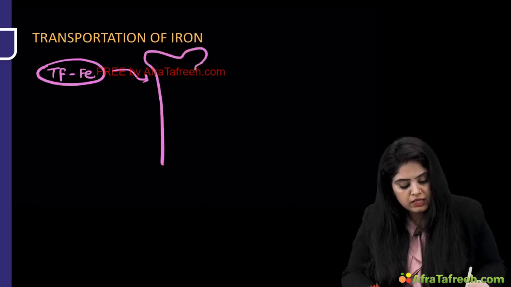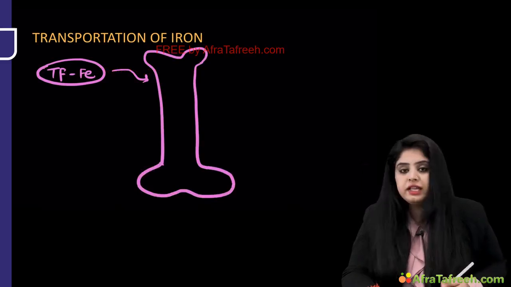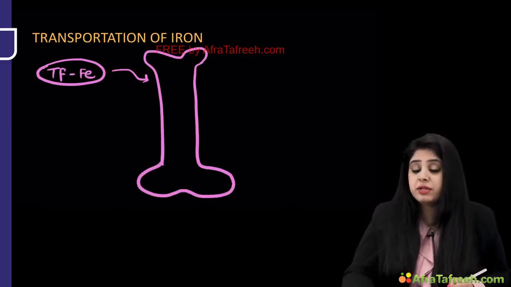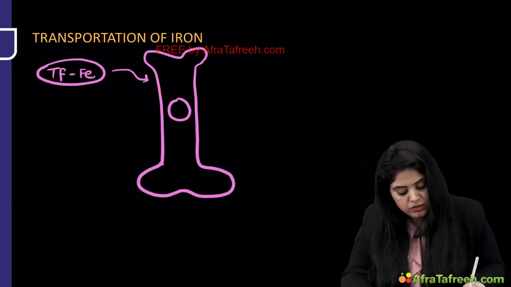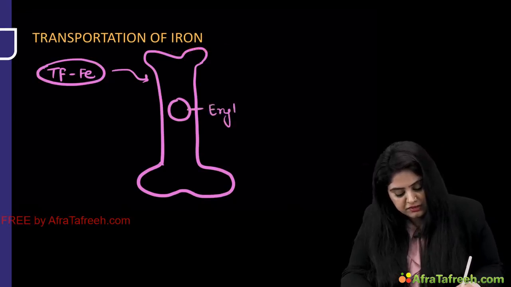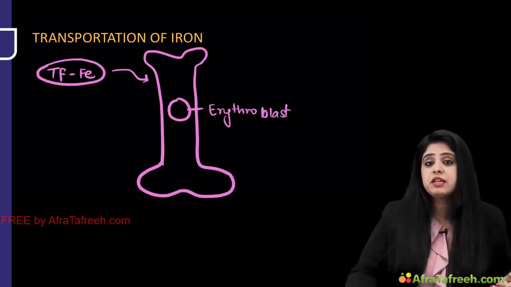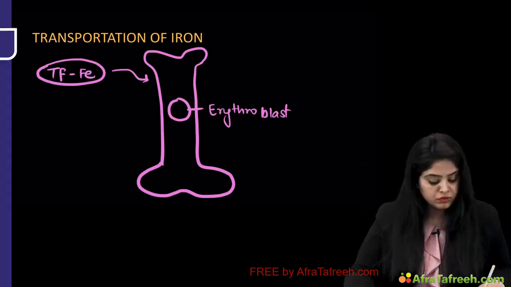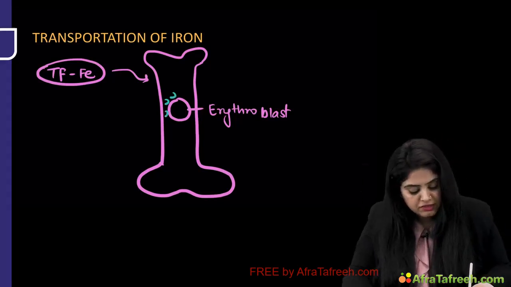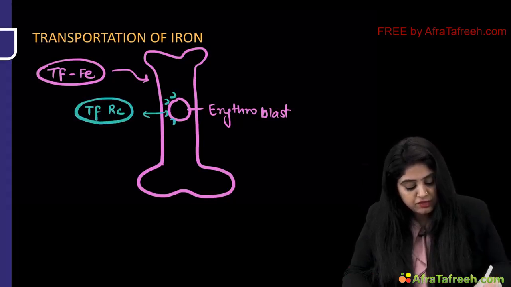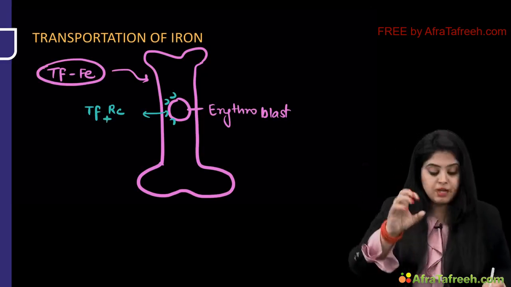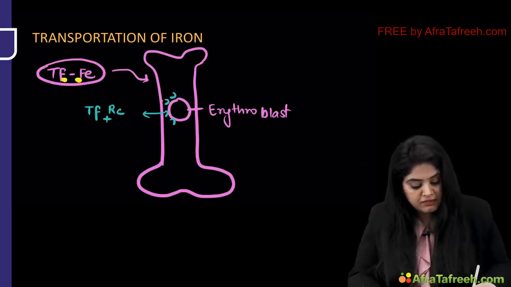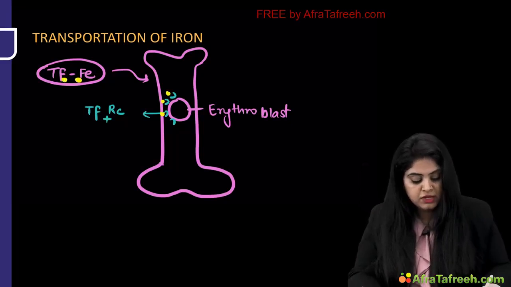Why do you want to take it to the bone marrow? Who is waiting over there? Who are the cells which need iron, which have to make hemoglobin? These cells are going to be the erythroblasts. The erythroblasts are waiting for iron, wondering when they will get iron and be able to use it for making hemoglobin. So can I say erythroblasts have a lot of transferrin receptors? The transferrin and the iron will come and bind over here.